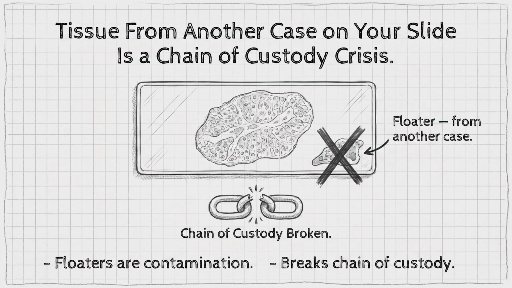Finding tissue from another case on your slide is a chain of custody crisis. This is perhaps the most serious error in forensic histotechnology. It compromises the entire investigation and can have severe legal consequences. We'll discuss how floaters occur and how to prevent them. This isn't just about quality control, it's about maintaining the integrity of the evidence, and it shows how the final steps can undo all your hard work.